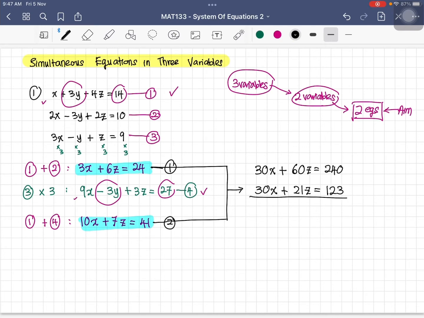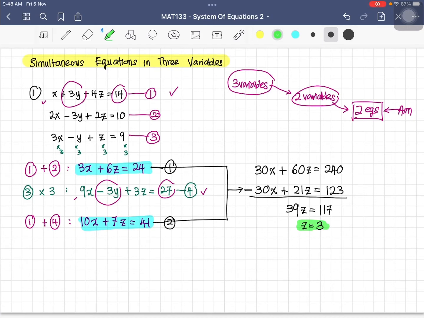To eliminate x, of course, I have to use subtraction here. So 30x minus 30x gives 0. 60z minus 21z gives 39z, and this equals 240 minus 123, which is 117. Therefore, the value for z is 117 divided by 39, which is 3. So we got the value for z. Z is equal to 3.